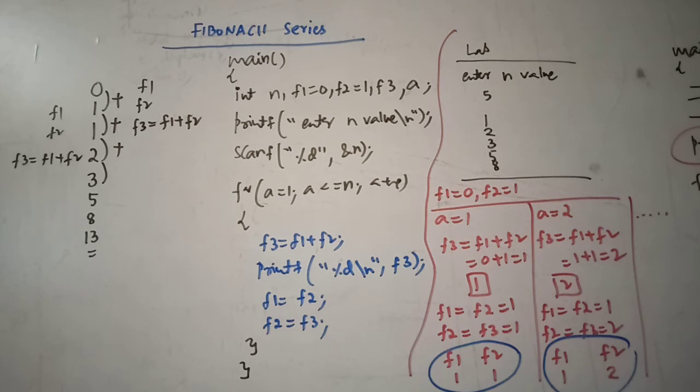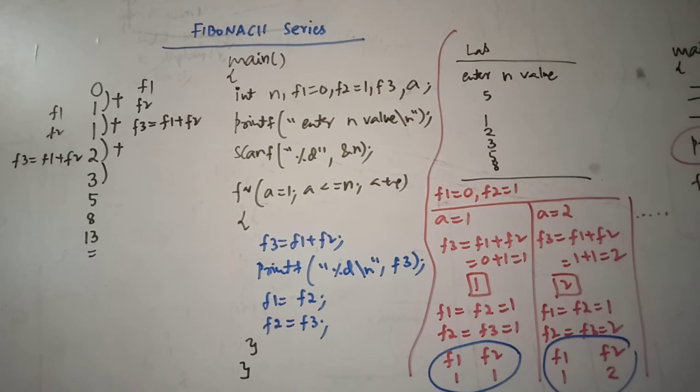So you can write this program in two different ways. Look at the lab part: enter n value, how many numbers you want, means how many series you want, like 5, and your output is 1 2 3 5 8. Look at the logic clearly.